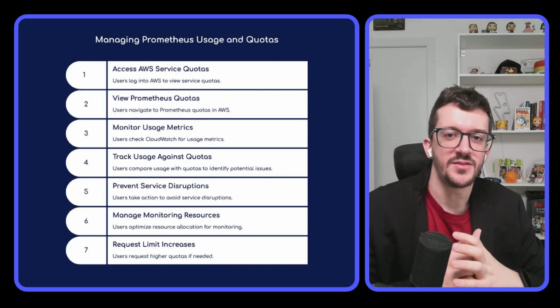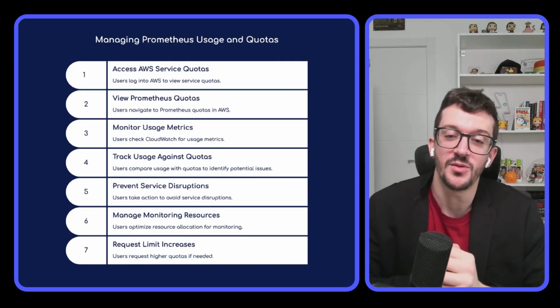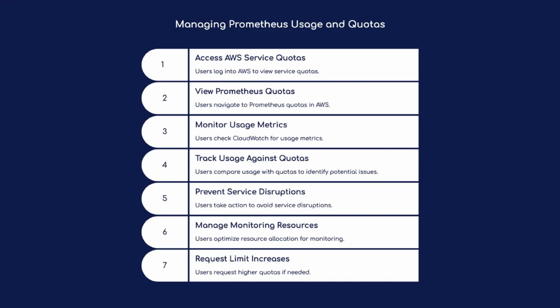The next one is that usage and quotas for Amazon Managed Service for Prometheus are now visible in AWS Service Quotas and CloudWatch. This helps you with governance. It helps you avoid unexpected service disruption from hitting monitoring quotas, allowing you to manage your resources and request increases before it actually becomes a problem. So if you have a DevOps or Kubernetes workload and you are using Prometheus, definitely take a look at that.